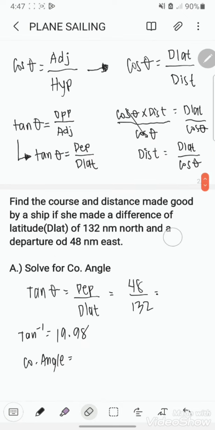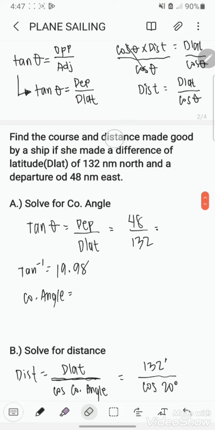And now we will solve an example. In this example, find the course and distance made good by a ship if she made a difference of latitude, or dlat, of 132 nautical miles north and a departure of 48 nautical miles east. So we have the given dlat of 132 nautical miles and departure of 48 nautical miles east.